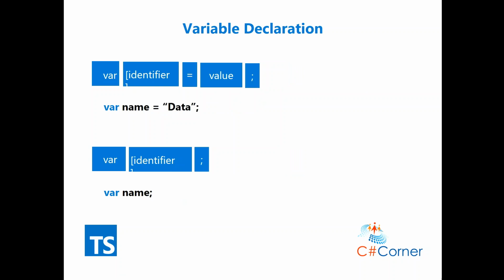Then one more example here. I already mentioned the any data type. Any is used when you do not have any idea what type of data will be coming. So you simply write var name equals data. This name can be a number or a string or anything. Likewise, you can declare it. One more thing: you can simply declare your any type without assigning anything. So this is the way you declare your variables in TypeScript.